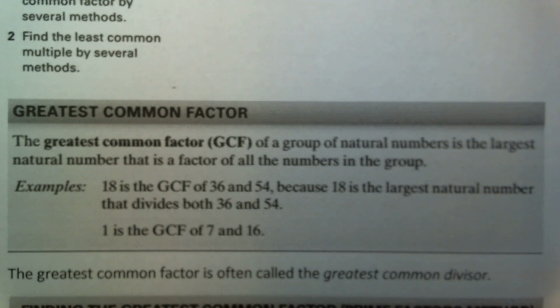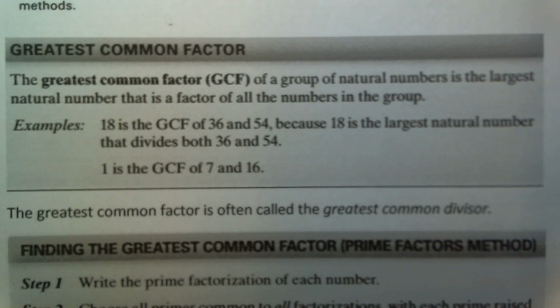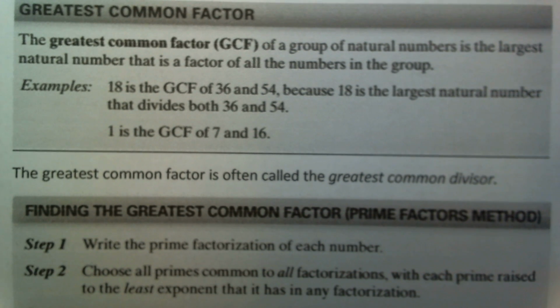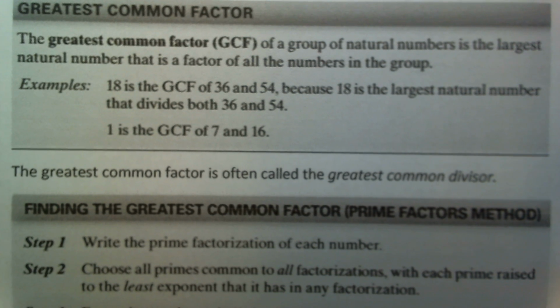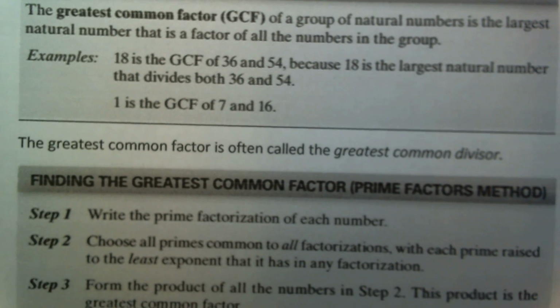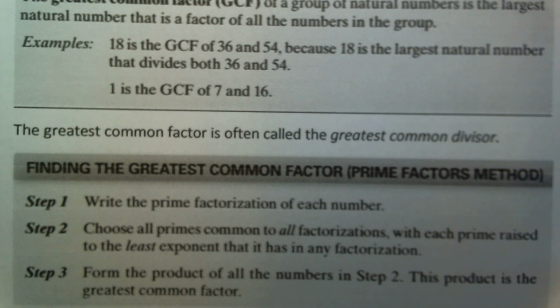There are different methods of finding the greatest common factor, and the first one is to use the prime factor method. Step number 1 is to write the prime factorization of each number, and then choose all primes common to all factorizations, with each prime raised to the least exponent that it has in any factorization. And then the last step is to form the product of all the numbers in step 2. This product is the greatest common factor.